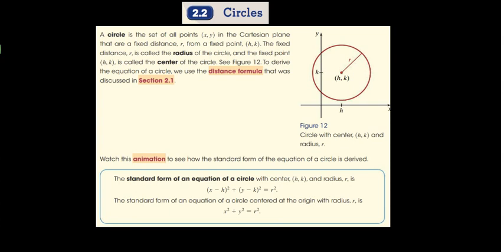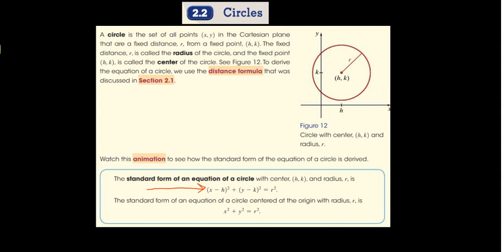So the standard form of an equation of a circle with center h, k, where the center is denoted by the letters h and k, and radius r, is (x minus h) squared plus (y minus k) squared equals r squared. Yes, this is something you need to memorize as well, so make sure you put a star by that.